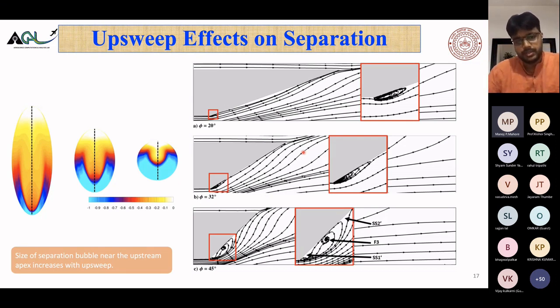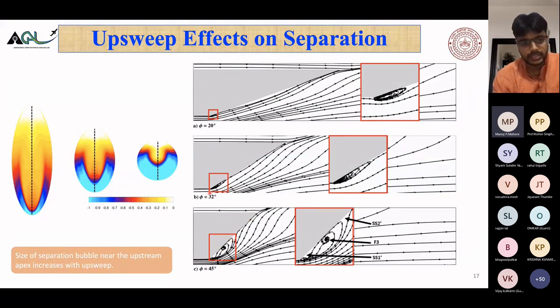Now, what about the separation bubble? The separation bubble has a humongous effect on the drag, which is a point of interest for all the people who are interested in design. If you look at 20 degree, the separation is very close to the upstream apex, and the zoomed view is shown here. At 32 degrees it is bigger, and at 45 degrees it is basically covering around half of the base.